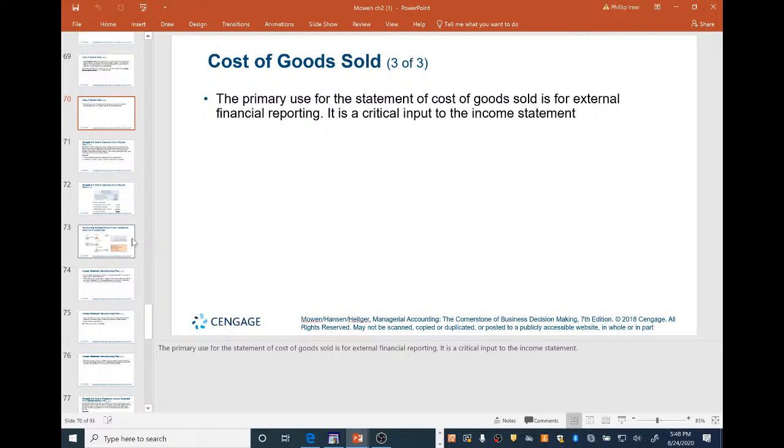So cost of goods sold is imperative. Why? Because it's netted against what? At the top of the income statement, it's netted against your sales, your gross sales, and that in turn tells us our gross profit. So cost of goods sold is key.